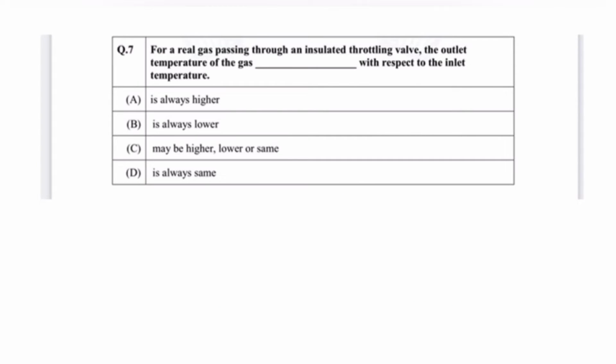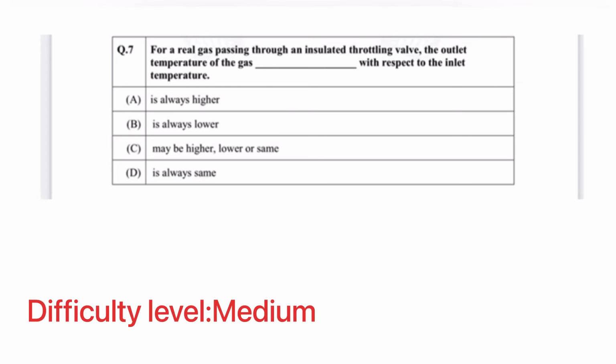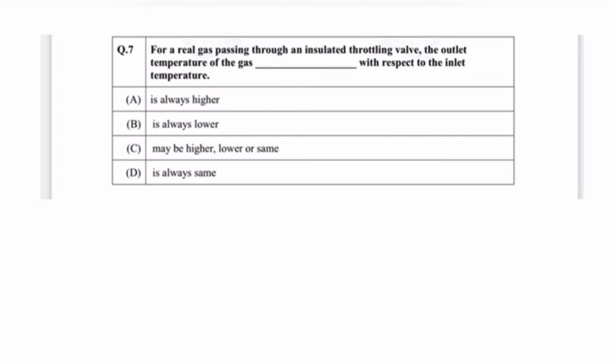So moving on to the next question. For a real gas passing through an insulated throttling valve, the outlet temperature of the gas with respect to the inlet temperature. So there are 4 options. So I have to find the relation between the outlet temperature of the gas and the inlet temperature of the gas if this is a real gas passing through an insulated throttling valve.